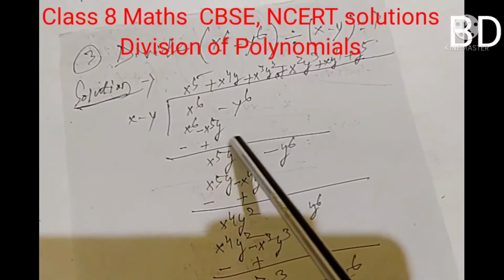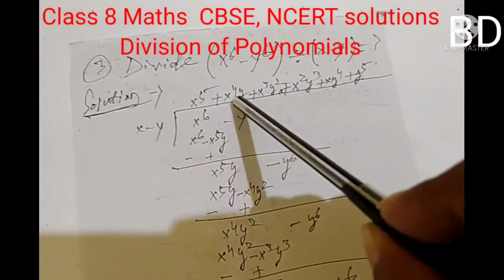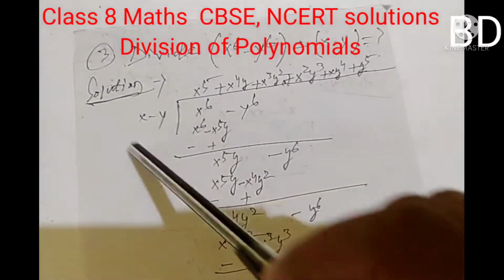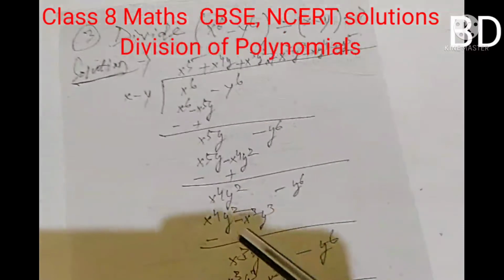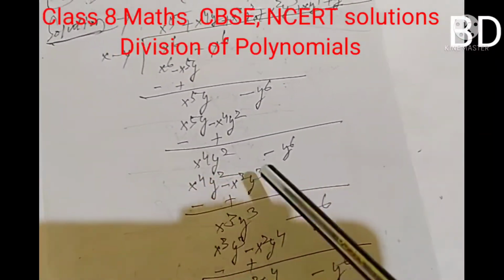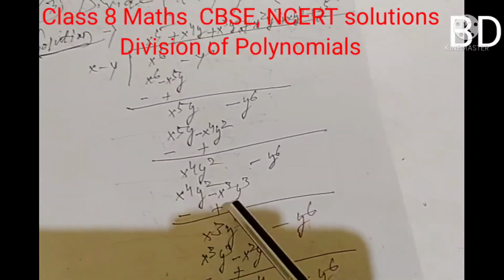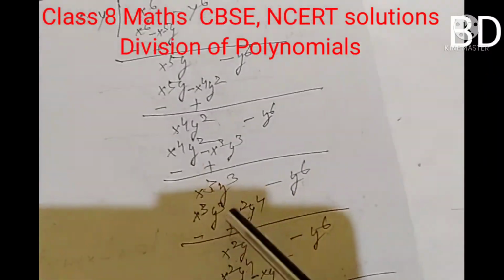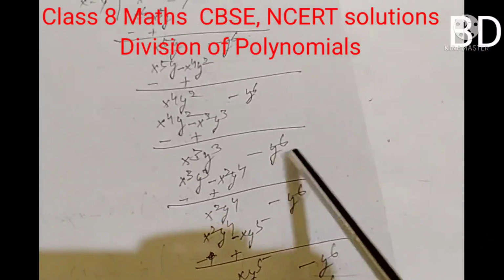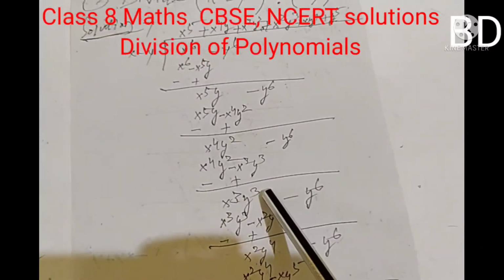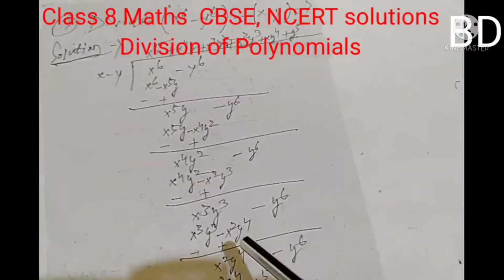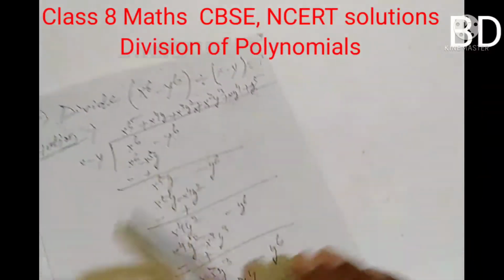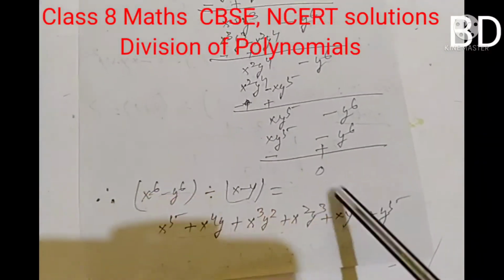Then we will divide x^5 y by x, we will get x^4 y. Then we will multiply x^4 y with x minus y. So we will get x^5 y minus x^4 y square. Then we will subtract, we will get x^4 y square minus y^6. Then we will divide x^4 y square by x, then we will get x^3 y square. In this way we can divide to get the quotient. So finally the remainder will be 0.